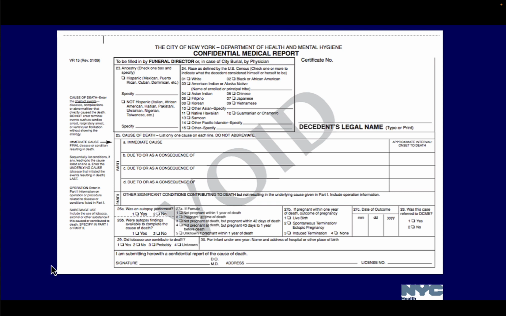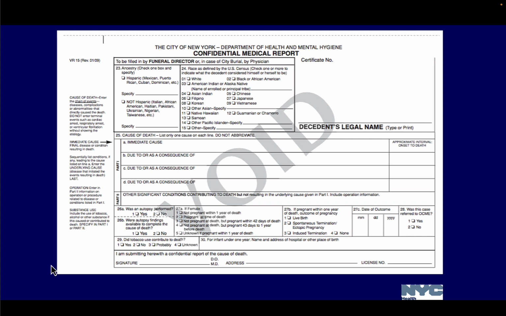This information is recorded as a sequence of events or causes which led to the immediate cause of death on the first line of part 1. We'll go into this in more detail soon, but you can see that there's a place for the physician to list the immediate cause of death, and then in subsequent places they can list the conditions or sequence of conditions that resulted in the immediate cause of death. And then there's a place in part 2 to list other significant conditions that contributed to the death.